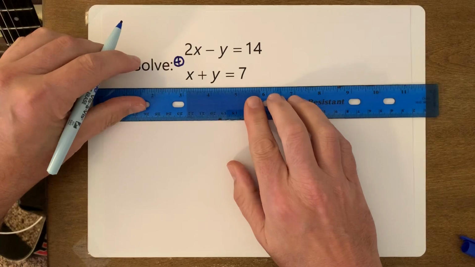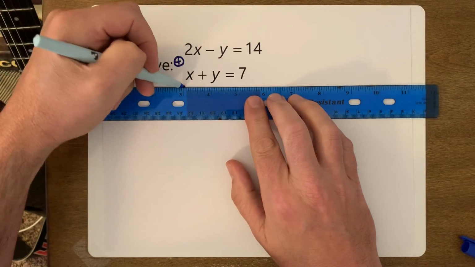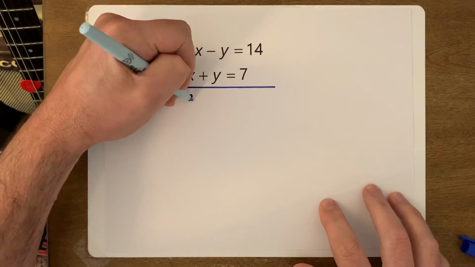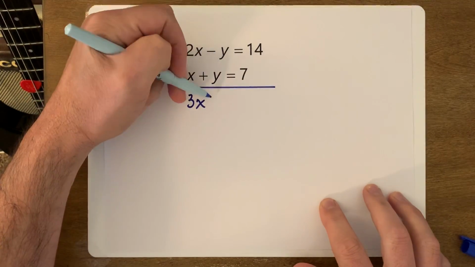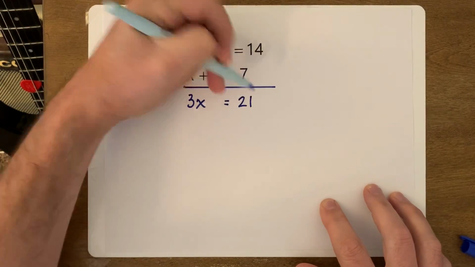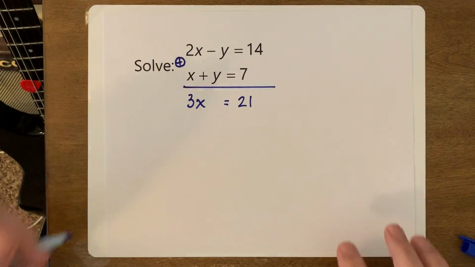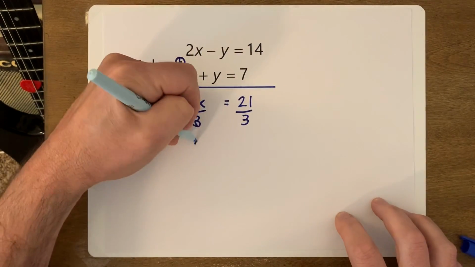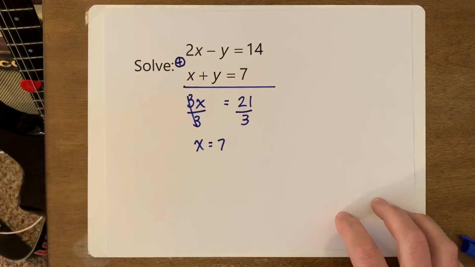So I'm going to do that. So let's go ahead and add these two. 2x and 1 make 3. The y's cancel out, equals 14 and 7 make 21. Now there's one equation with one unknown. I divide by 3, and I get x is equal to 7.